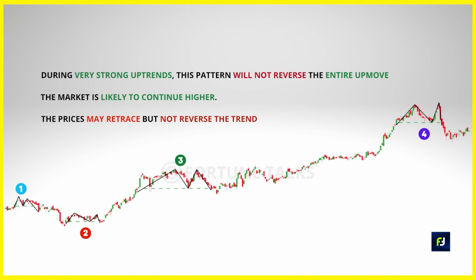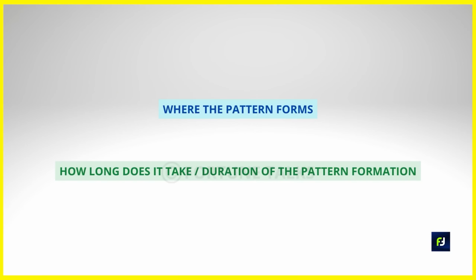For example, if you spotted a double top when the market is in a strong uptrend, the chances are the market will continue heading higher, and the last thing you want to do is to go short or trade against the trend just because you have spotted a double top chart pattern. So there are two important things that you must pay attention to when trading a double top chart pattern. First of all, you need to see where and how the pattern forms, and secondly, how long it takes to form, or the duration it takes to form the pattern.